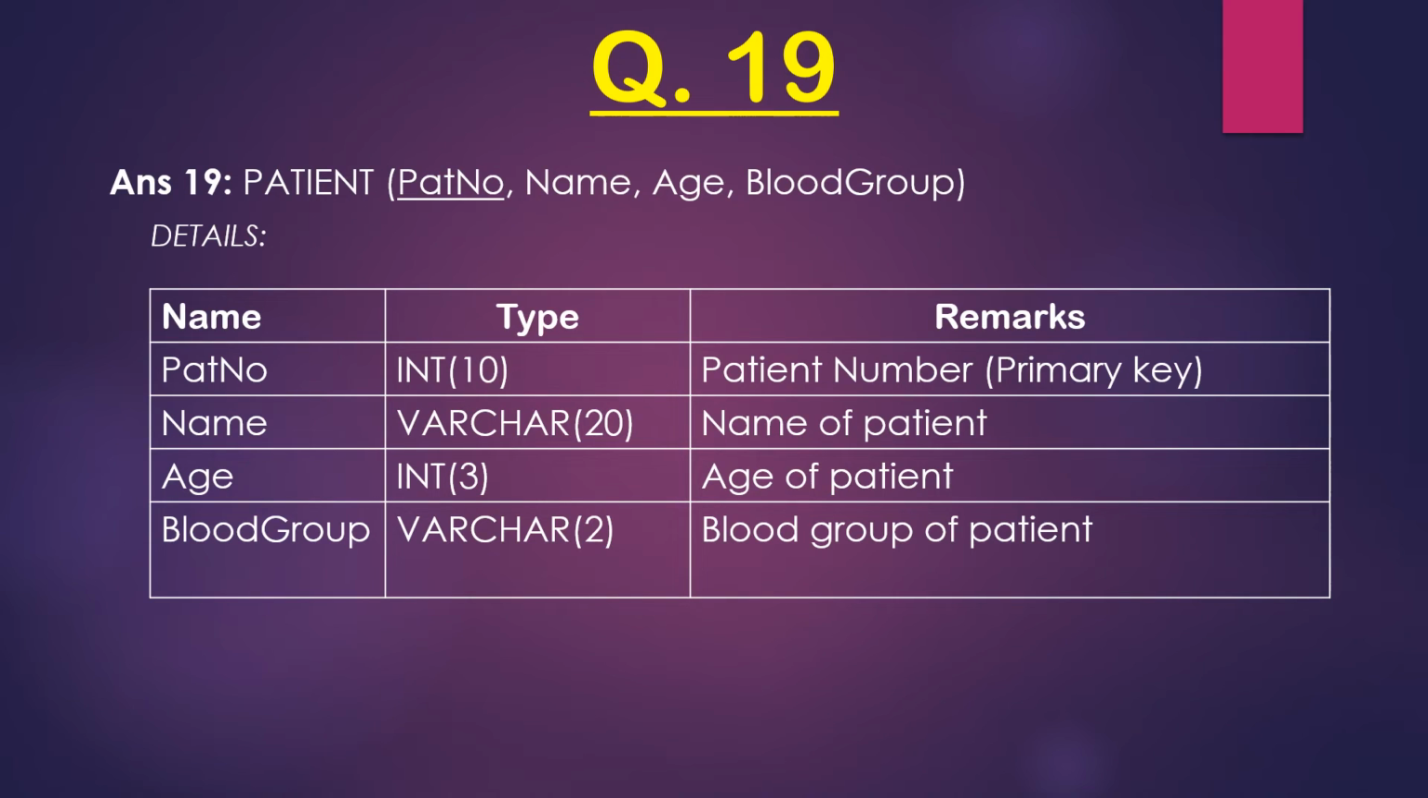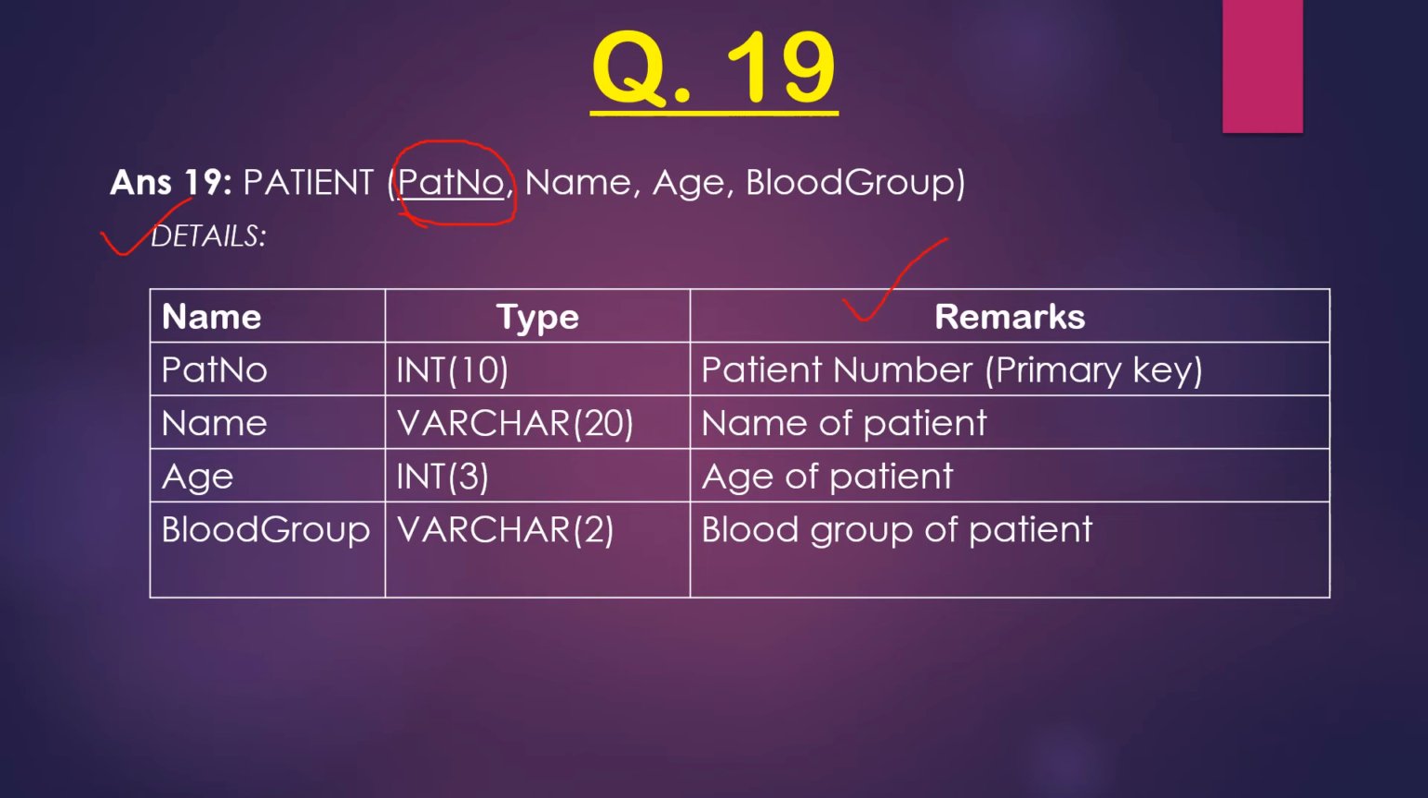Here is answer 19. In this answer, we have to give the details of the patient table, and we also have to write the schema. And you know that in schema, you have to underline the primary key. So please do not forget this important point, because if you forget to underline the primary key, your marks may be deducted. And if you forget to give the details, then surely your marks would be deducted, because it is asked in the question to give the details of the patient table. So you have to give the details properly.